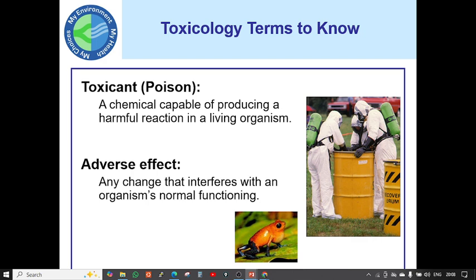So what is an adverse effect? Any change in an organism's normal functioning after consuming. Whenever someone consumes alcohol, they behave abnormally. Obviously that is a toxicant. So that is the effect.